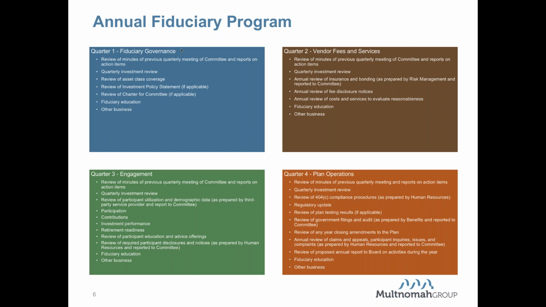So what we've done here is put together a potential calendar for any like-minded client, where in the first quarter you're certainly looking at investment performance, but you're really also focused on your governance structure. Do we have the right people? Are we educating those people to make good decisions and prudent decisions on behalf of the plan? And do we have a good process by which we get that information back to the board of directors?